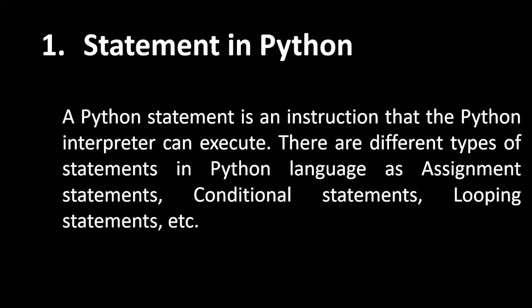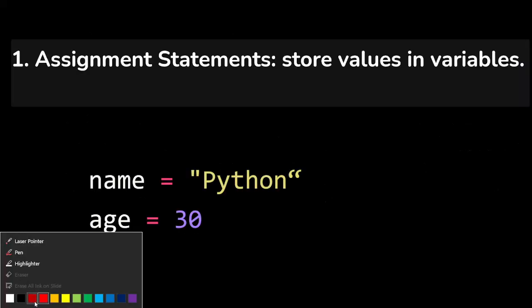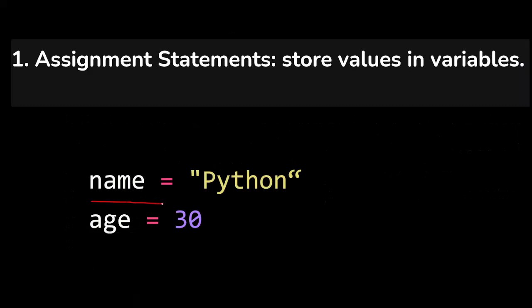Example, we have a name and a Python. See, name is a variable, which we are giving to the address, which is saving the data, the Python string. And age is the same, an address name which we are having.